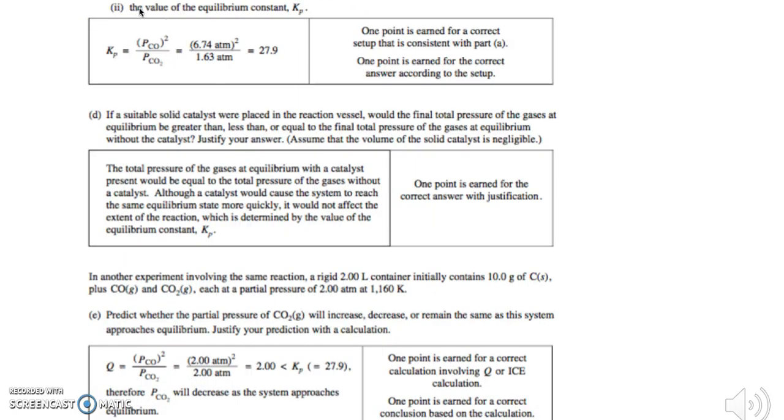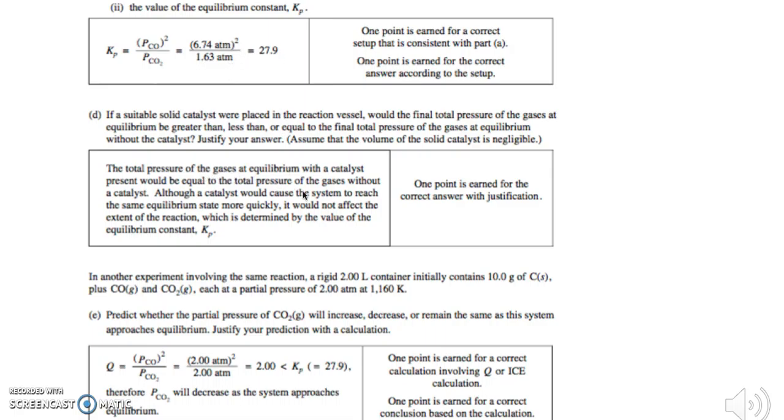Second part of C asks for the Kp constant. So you'd use the expression that we set up in A, and then you'd plug in numbers we just found for carbon monoxide and then given for carbon dioxide, so 6.74 squared over 1.63, and that results in 27.9.